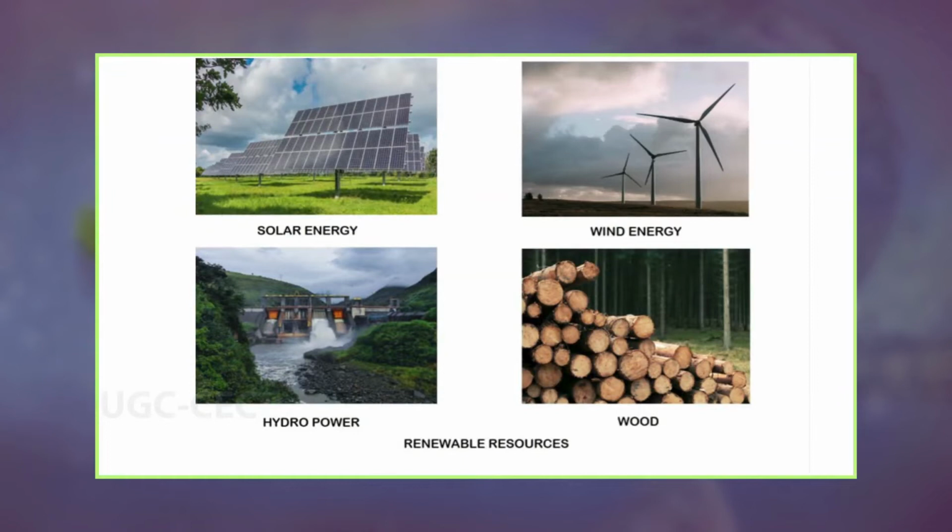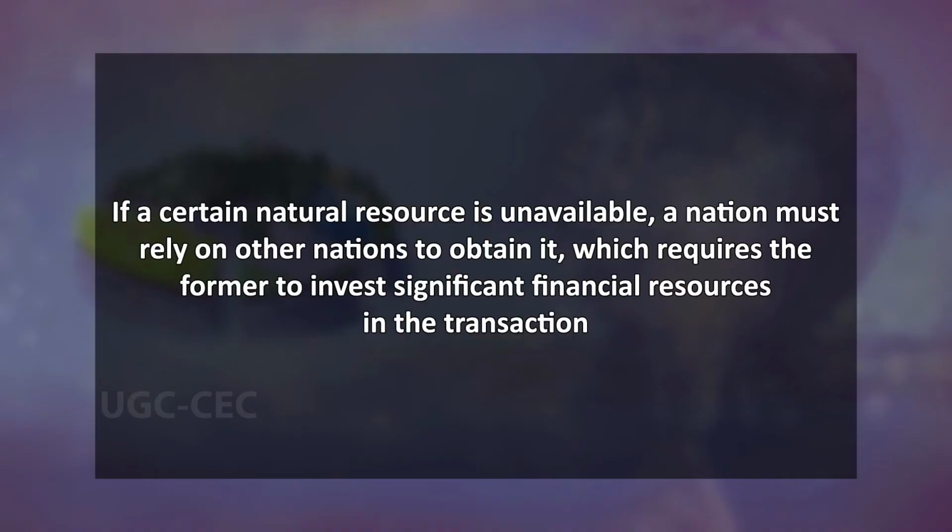Natural resources that are capable of spontaneous restoration are known as renewable resources. While some of these resources such as air, sunlight are always and everywhere available, others like water, wood take time to replenish. Thus, even they are vulnerable to exhaustion if these resources are depleted more quickly than nature can replenish them. Natural resources are present everywhere in the world, but in different amounts. It is simpler for the local population to obtain and utilize resources in a specific area due to their inherent availability. If a certain natural resource is unavailable, a nation must rely on other nations to obtain it, which requires the former to invest significant financial resources in the transaction.